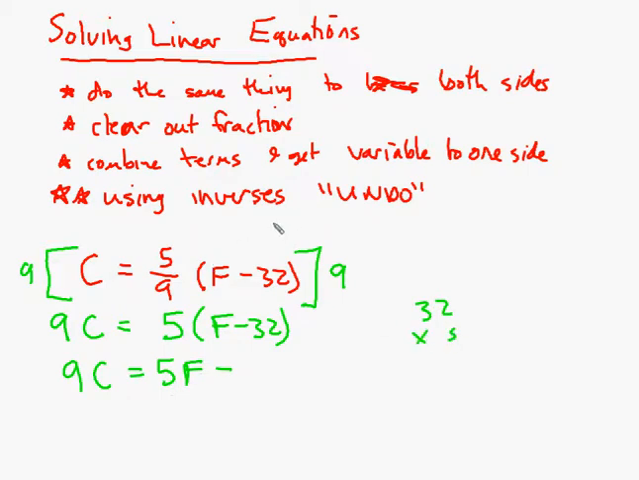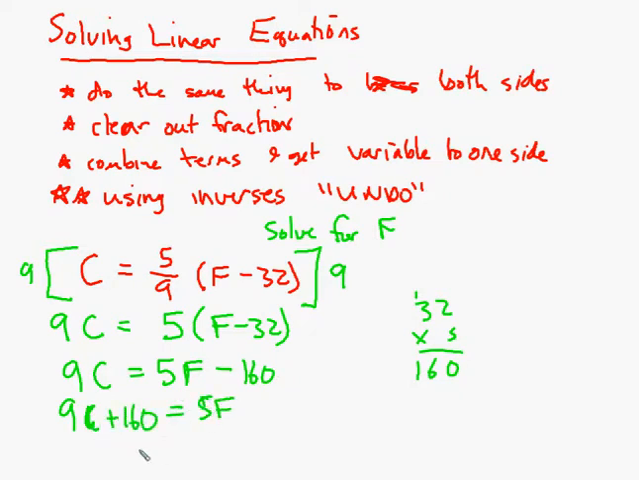Now I didn't really say what I was doing. I'm solving for F. Solve for F. That's what I'm doing. So I get 5F minus 160. I'll add the 160 now. And then finally, divide by what? Divide by 5. And I divide everything by 5, each term. So at the end, I ran out of room, but I'll get 9/5 C plus 32.